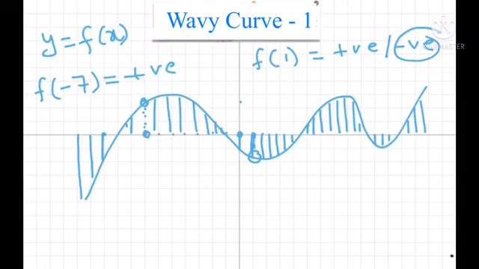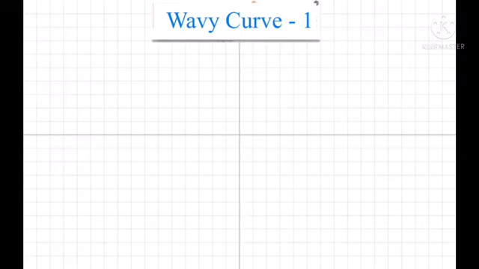Let's see this by one example. Say I am drawing a graph like this.